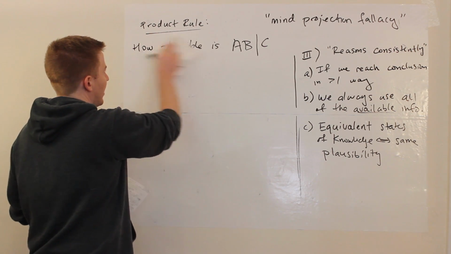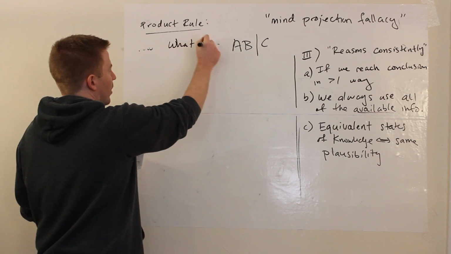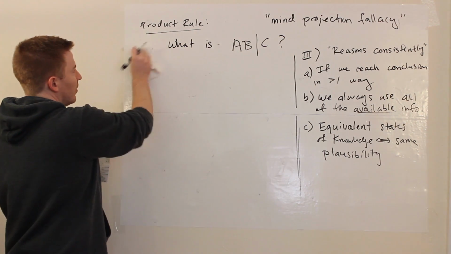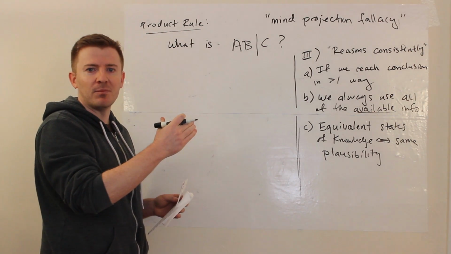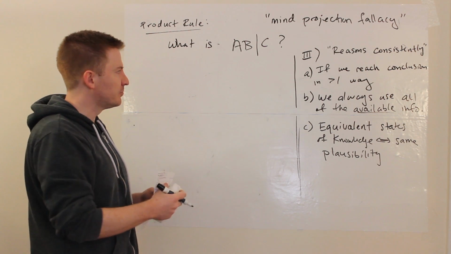So I could say, instead of how plausible is it, what is this number? And in particular, what is this number in terms of other possible numbers that we might be able to reason about? So plausibility of A, plausibility of B, etc.